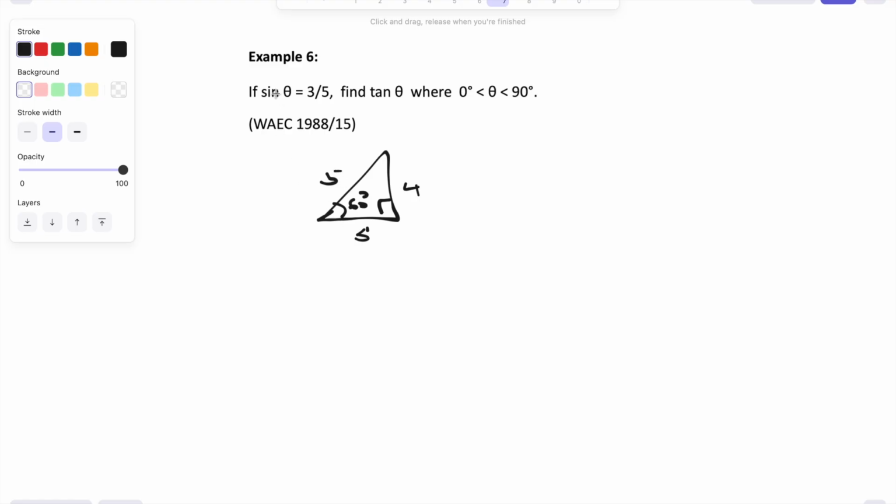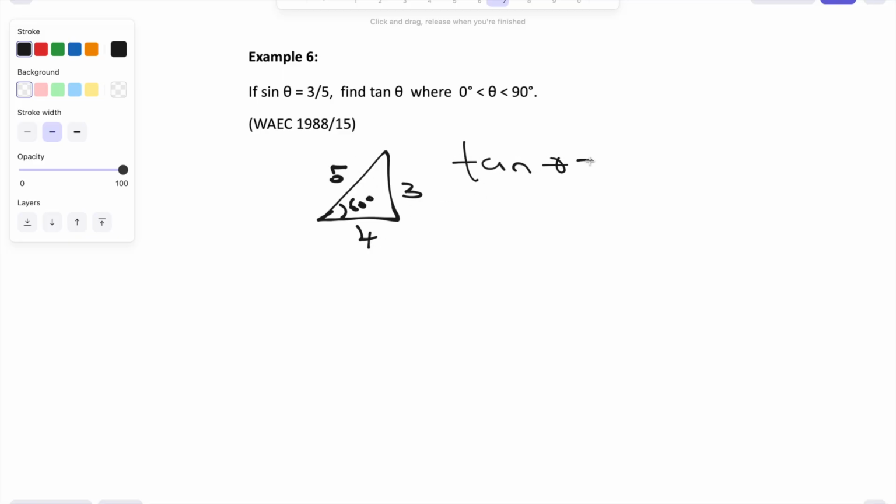So the sine is opposite over hypotenuse, so the opposite is meant to be the 3, right? Here you have to be very careful. It's 3, 4, 5, but the location of the 3 and 4 might be different, while the location of 5 will always be the hypotenuse, because that's the longest side. So the opposite is 3, the hypotenuse is 5, so of course this other side is 4. It said we should find tan theta in this case.